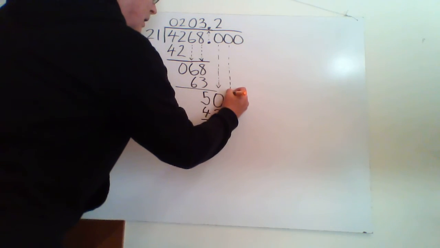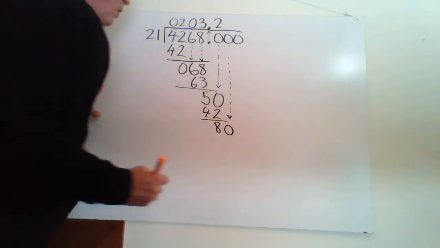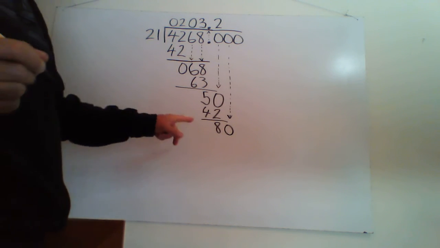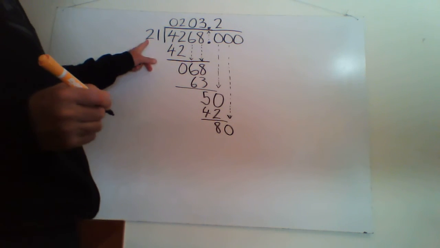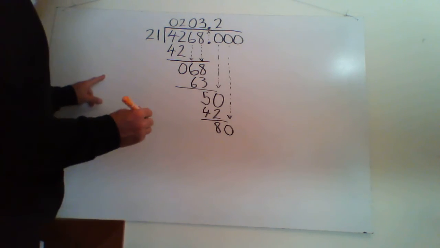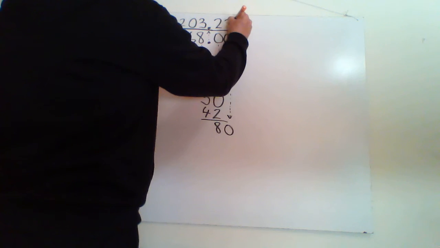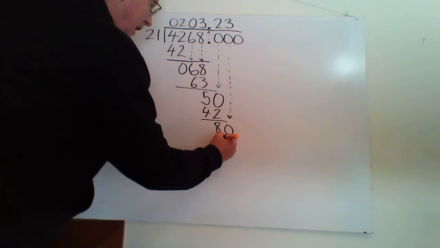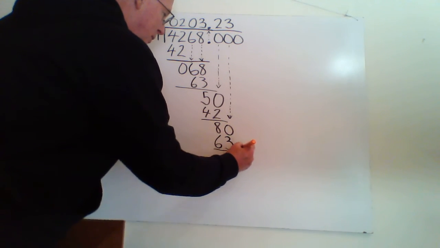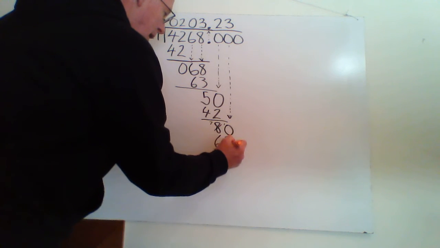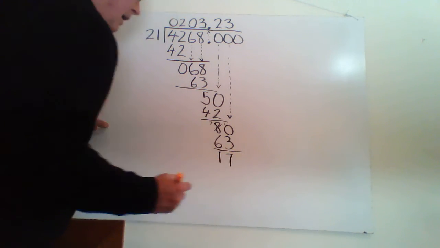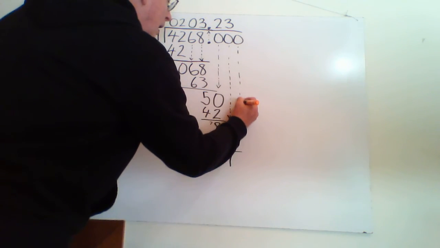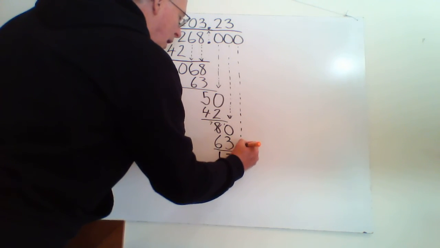Bring down a 0. 21 goes into 80. Well, I know that 20 goes into 80 4 times, but 21 times 4 would be 84, and that's too big. So that means I've got to go with 3 again. And I remember from before that 21 times 3 is 63. I have 17. Bring down a 0.